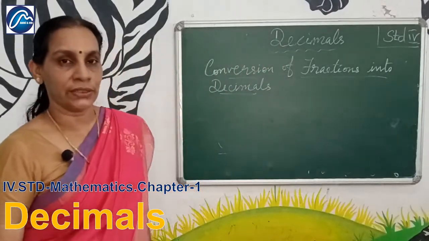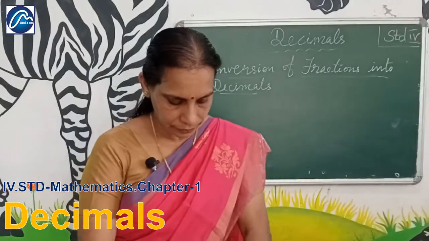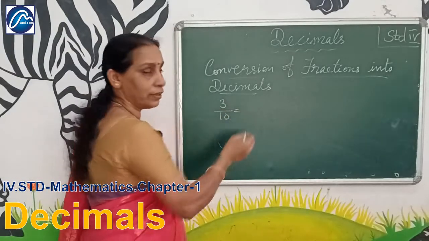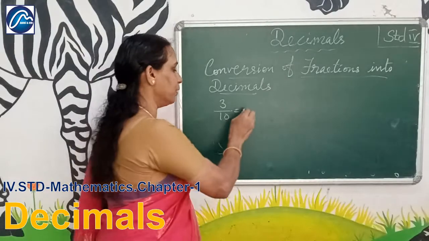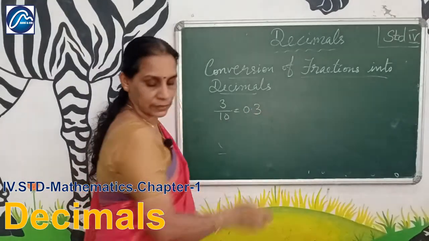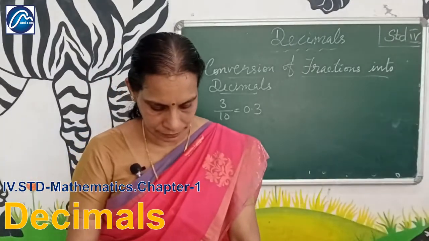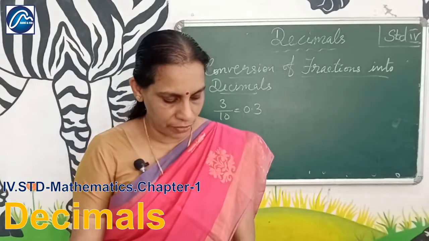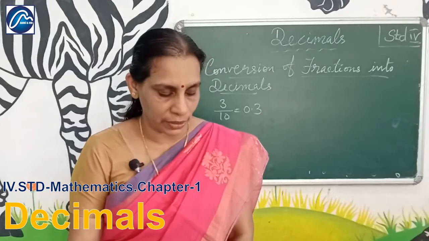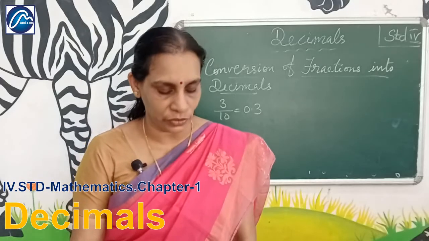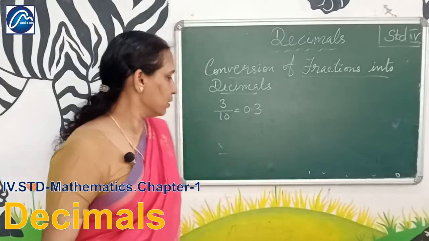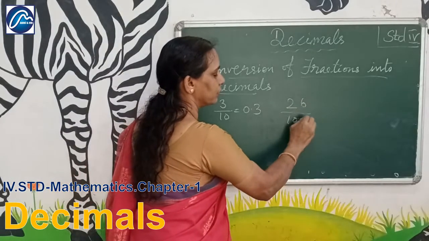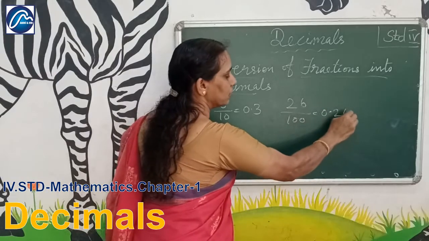Conversion of fractions into decimals. 3 by 10 is equal to 0.3. We have done this already in the part called decimal fractions into decimal forms. So it is easy. 26 by 100 is 0.26.